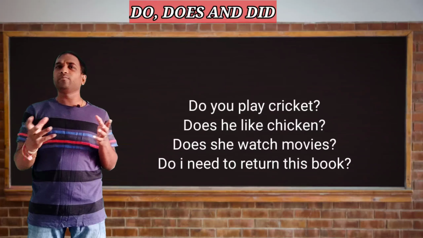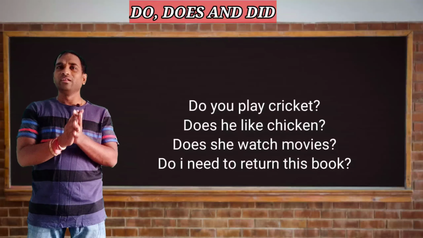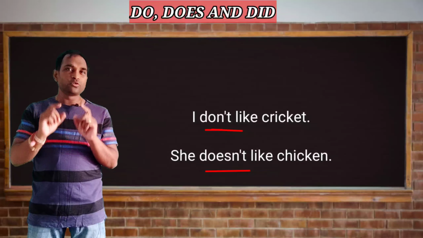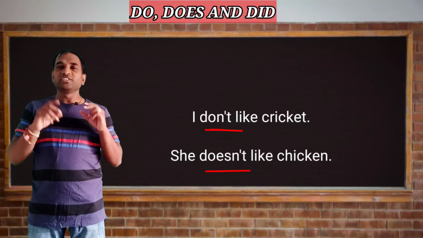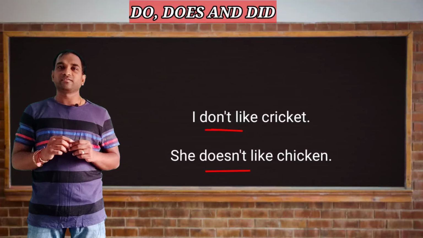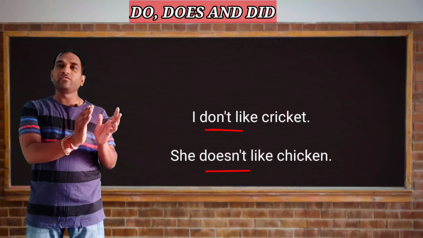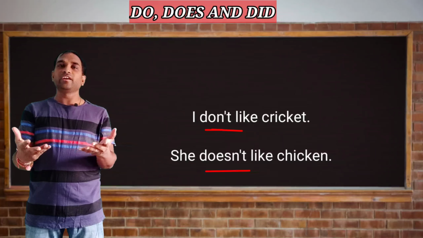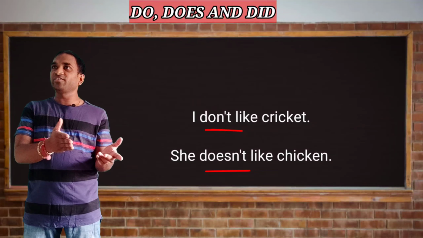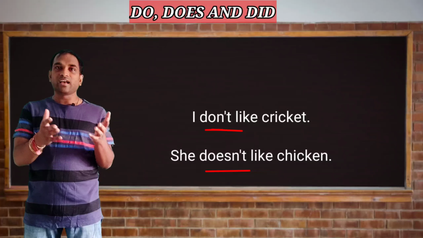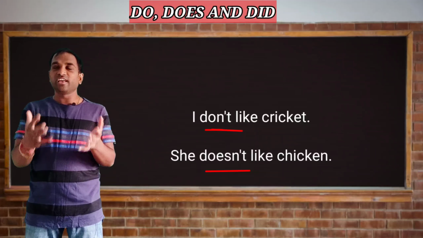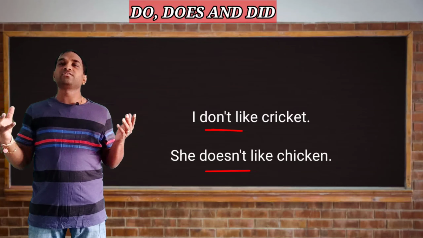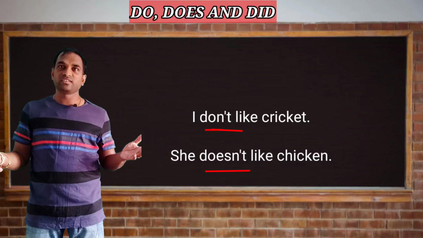I'll explain briefly about the simple present tense. Don't worry about it. I don't like cricket. What did I say? I don't like cricket. She doesn't like chicken. Here not is combined with do and does, and these sentences have become negative. I don't like cricket. She's not interested in eating chicken, so we say she doesn't like chicken.